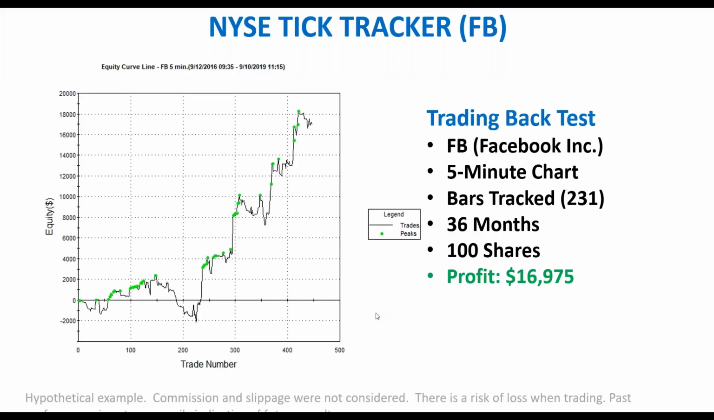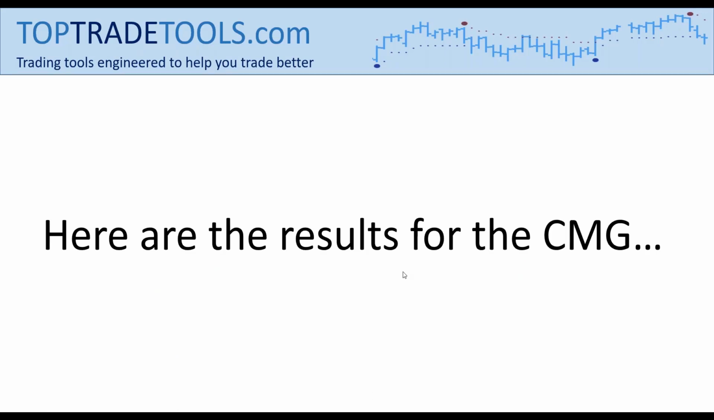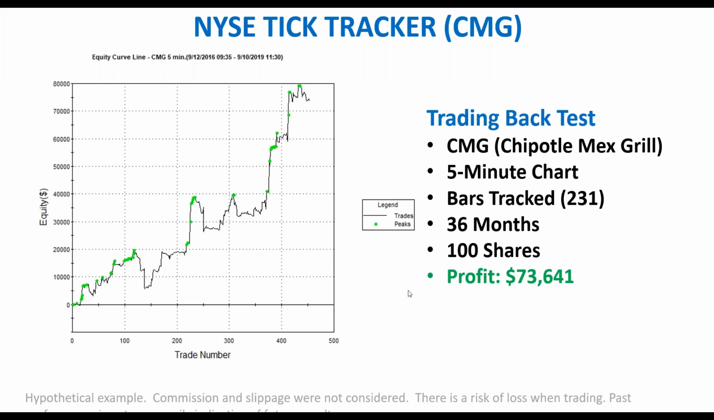What about Facebook? Ran a test on Facebook here. Facebook was up $16,975. Really, really good still. Very, very strong results. Same settings, same rules. I'm buying when I have a green bar, selling short when I have a red bar. What about Chipotle Mexican Grill? Something totally different, right? That we wouldn't expect to have good results from. Believe it or not, even with Chipotle, had great results, $73,000 in profits over the past 36 months. So still very, very strong.